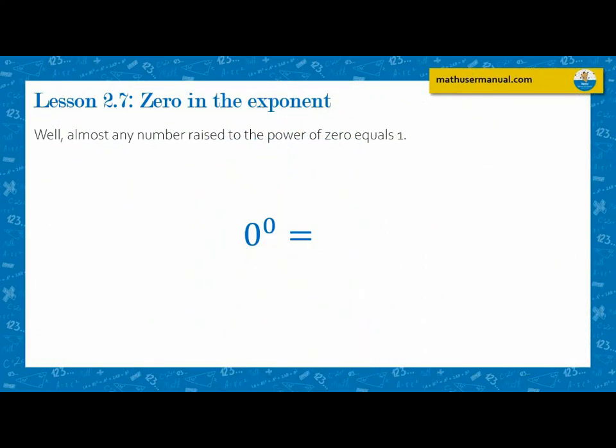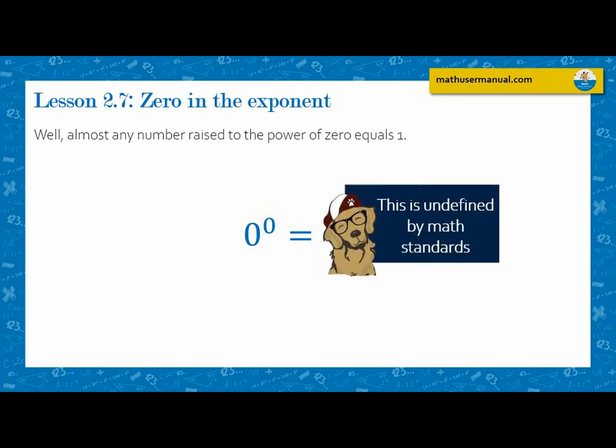Well, actually, almost any number. There is one number that is not equal to 1 when we raise it to 0, and that's when we have 0 to the power of 0. This is the only case that we raise to the power of 0 and it's not 1. When we have 0 raised to the power of 0, this is actually something that is undefined. Mathematicians still have not defined what this answer is. So this is something that we call an undefined answer.